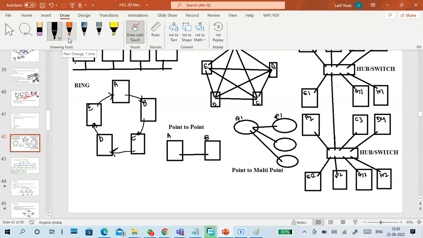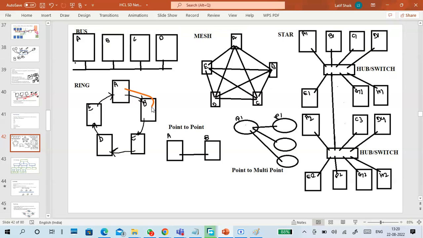What is the ring topology? Look here. Each and every device is connected to the next device, right? So it's like this. A is connected to B. B is connected to C. C is connected to D. D is connected to E. E is connected to A. Finally, the last device is connected to A. It's like a closed loop.